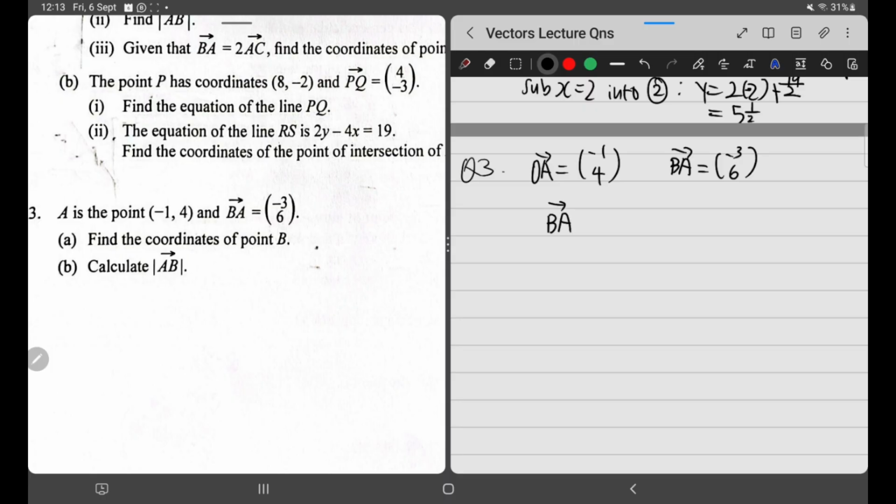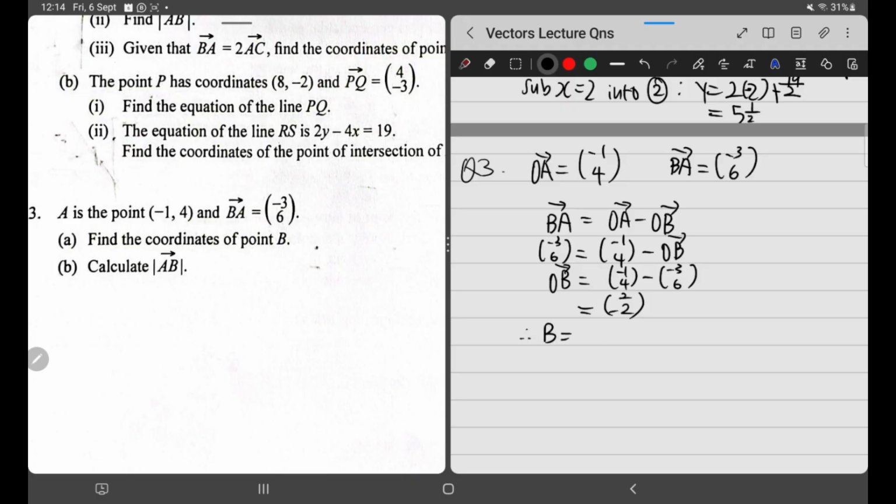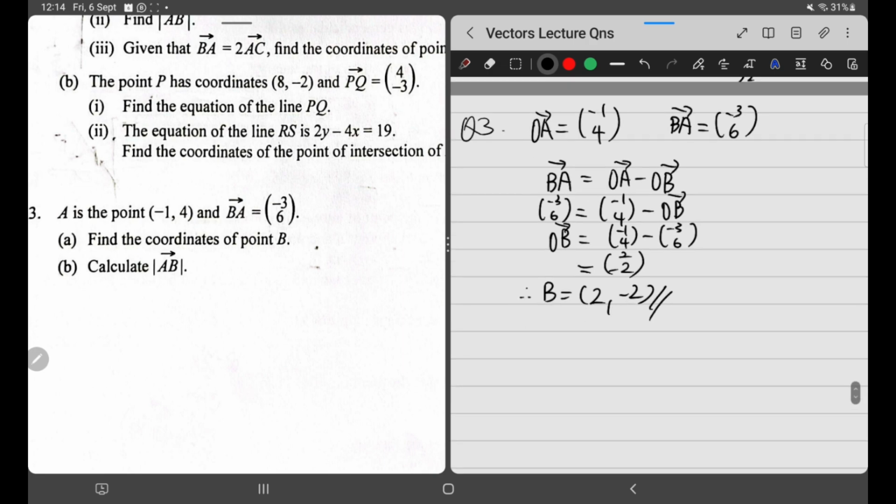So how do we calculate the coordinates of B? It's fairly simple. BA is just OA minus OB. So it's just negative 3, 6 equals negative 1, 4 minus OB. So OB is just negative 1, 4 minus negative 3, 6, which should give me a nice value of 2 and negative 2. Therefore, my B coordinates are 2, negative 2. The end. Just subtraction of vectors.